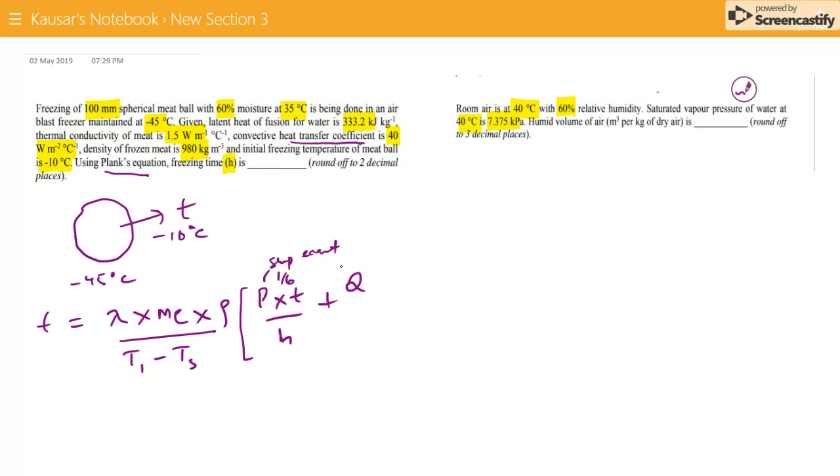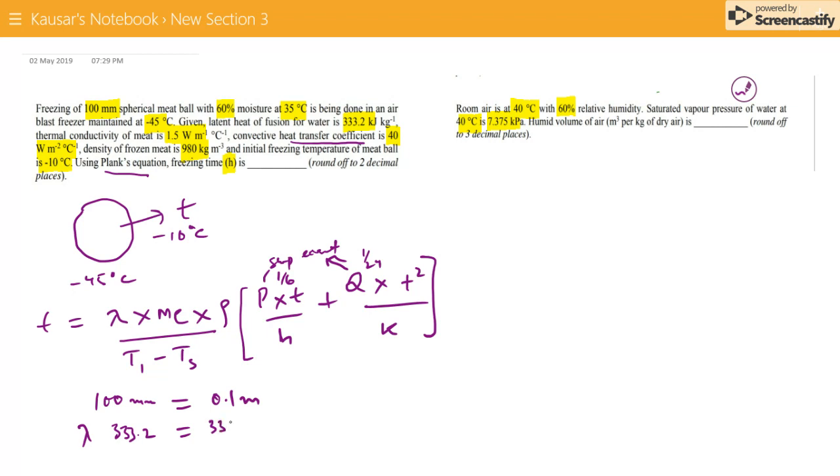plus Q, which is again a shape constant, and for sphere it is 1 upon 24, multiplied with thickness square divided by k, which is the convective thermal conductivity. So in this numerical, we have to take care of units. First of all, we have to convert 100 mm into meter, which will become 0.1 meter, and we have to convert latent heat of fusion, which is 333.2 kilojoules into joules per kg.